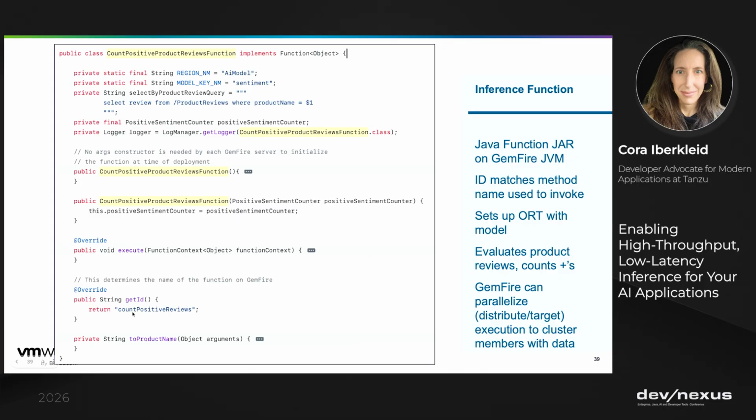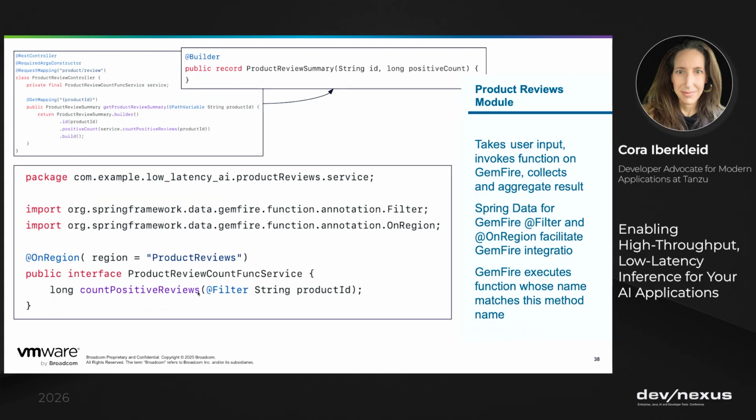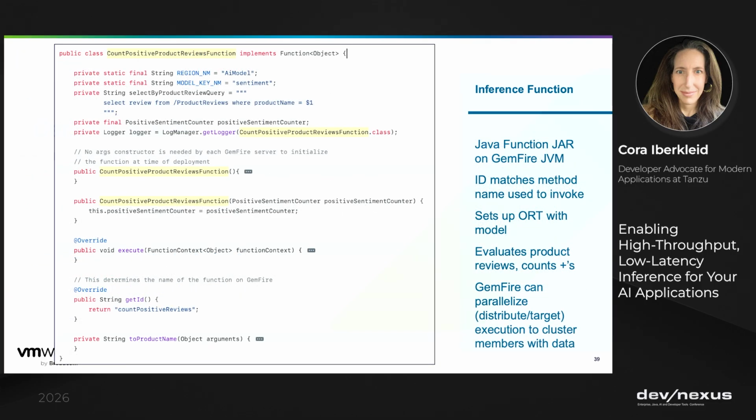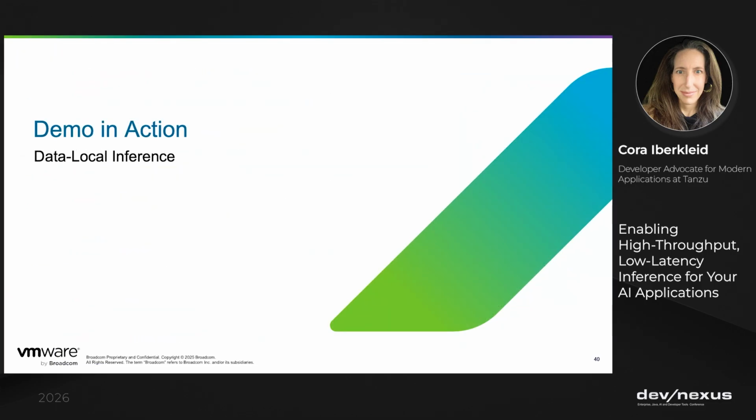I guess what I wanted to show here was the ID. The ID is count positive reviews. So when I do list functions, this is where it gets the name of the function, and here, count positive reviews. So the method name matches the function name, and Gemfire and Spring kind of magically marry those two together. That's all you have to do for it to invoke the right function on the right region, right? So it's not that much coding, but pretty powerful. So we did the demo in action.